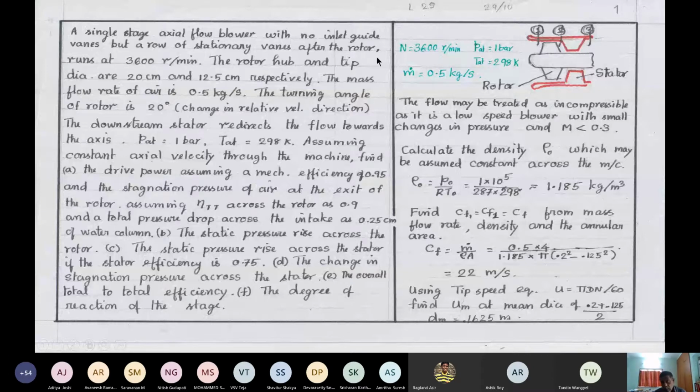So to find out the drive power, we have to initially find out some velocity. So first we find out the density. The density, based on the inlet conditions, rho naught is P naught by R T naught. So pressure has to be substituted in pascals. R is 287, temperature is 298, and you get a value of around 1.185 kg per meter cube.